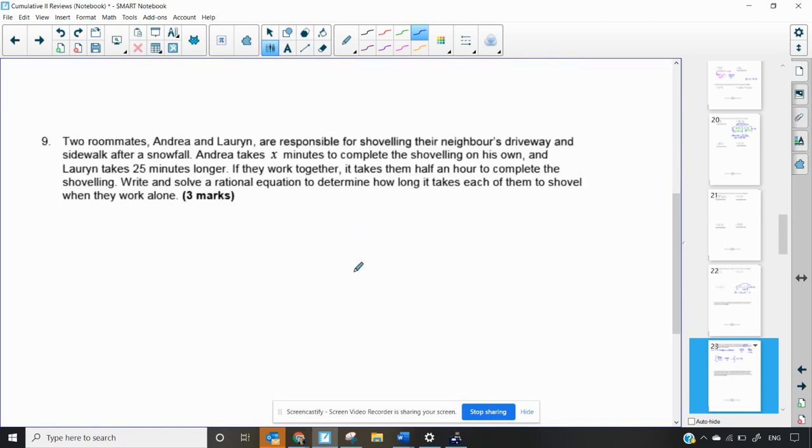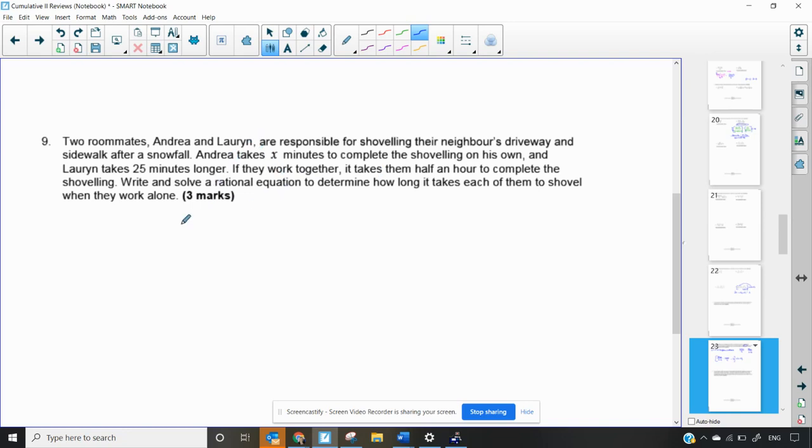We took a look at DST problems already. We can also get into work problems. So Andrea and Lauren are responsible for shoveling their neighbor's driveway and sidewalk after a snowfall. Andrea takes x minutes to complete the shoveling on his own, and Lauren takes 25 minutes longer. If they work together, it takes them half an hour to complete the shoveling.